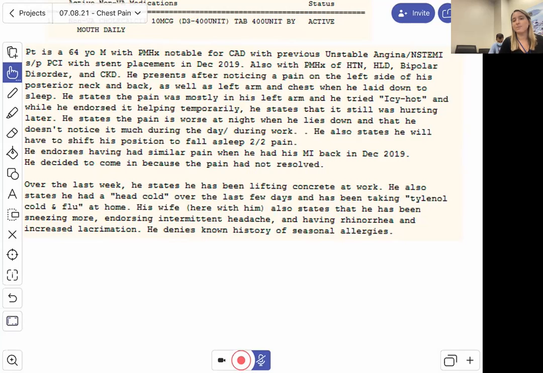Okay, that's great. So James is mentioning, he's feeling the pain more when he's laying down as opposed to when he's active and moving. So that argues against it being typical cardiac chest pain. Anybody have anything else that they're thinking about?